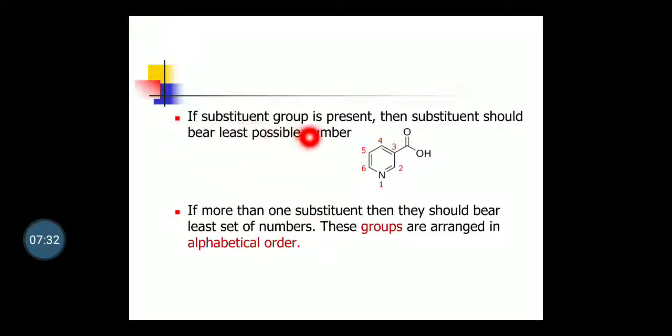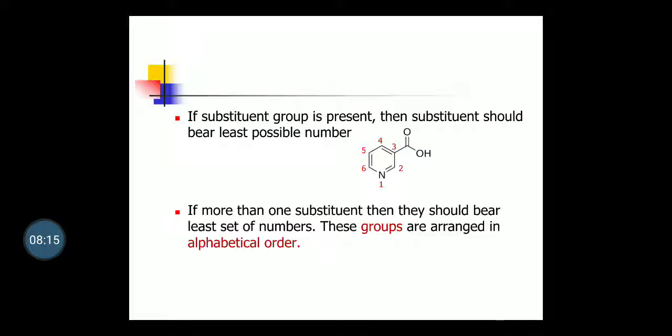Now as per this rule, if the substituent group is present on the simple heterocyclic ring, then the substituent should bear the least possible number. In this example, if you go anti-clockwise, the substituent gets the third position. If you go clockwise, the substituent gets the 5 position. So 3 is a lower number than 5. So this is the correct way of numbering, in which the substituent gets the least number. In this case there is a restriction that we have to proceed the numbering anti-clockwise, so that the substituent will get the least number. If you count clockwise, in which this substituent gets the 5 position, that is the wrong way of numbering.